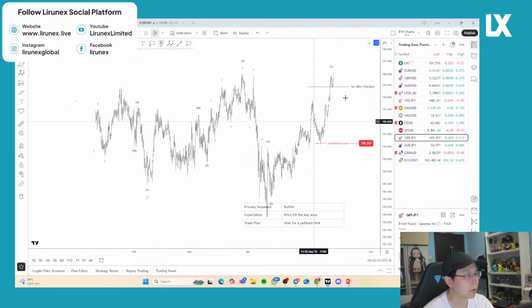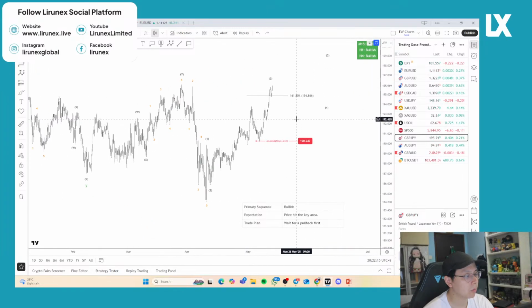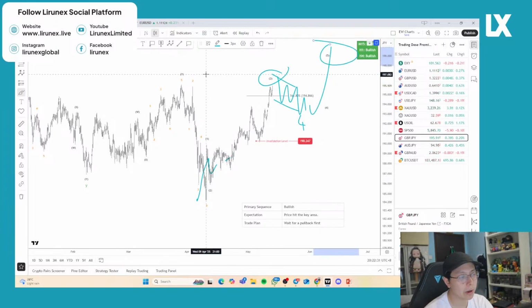Then we have the pound yen. Pound yen here, we are definitely bullish. Price is currently testing the 618. For me, I'm looking at this as a possible 1, 2, and then of course this is wave 3. Once wave 3 is complete, we may start to see some pullback as wave 4, and then we expect one more push up to wave 5, right?